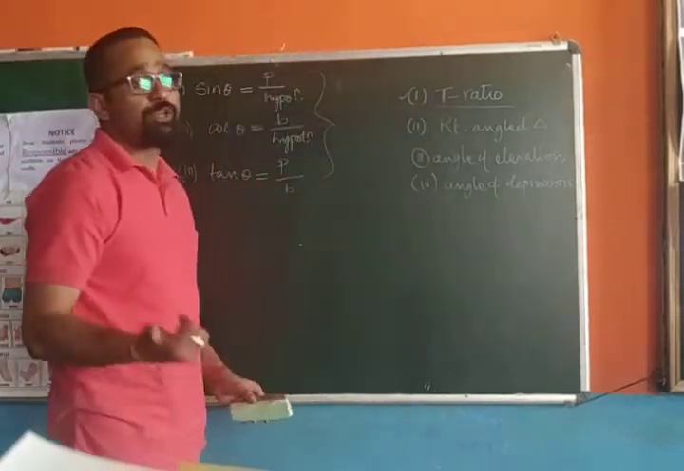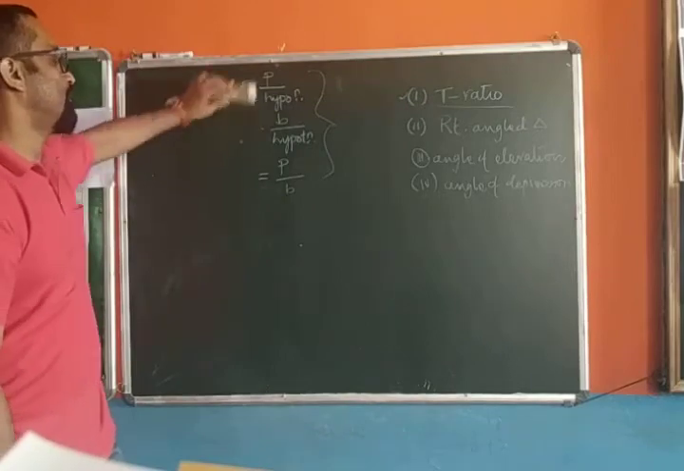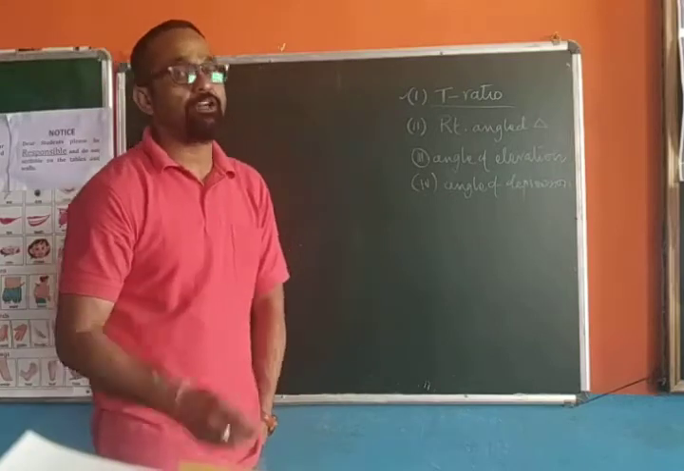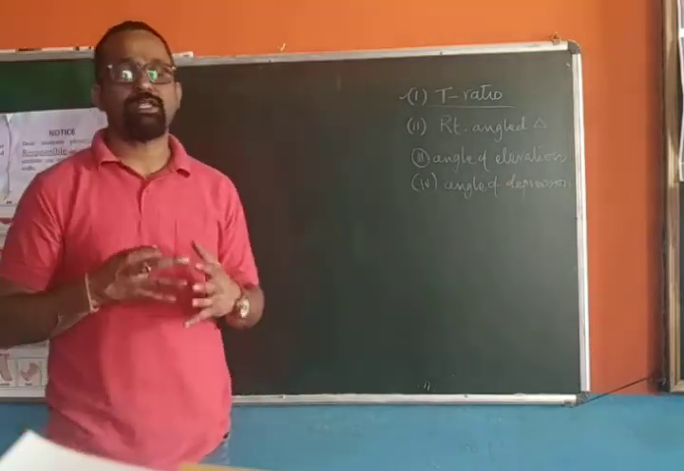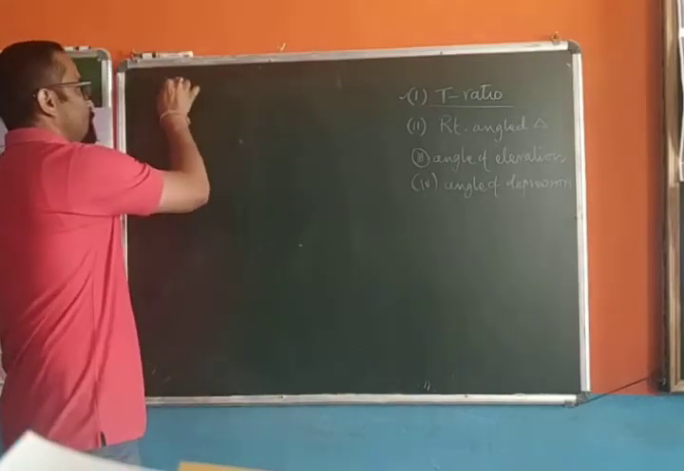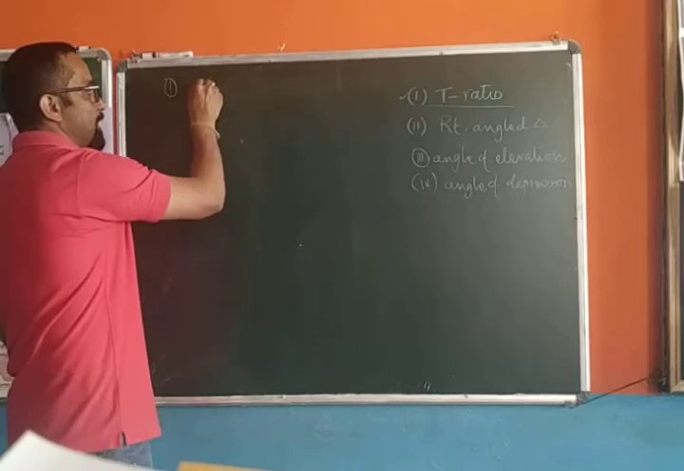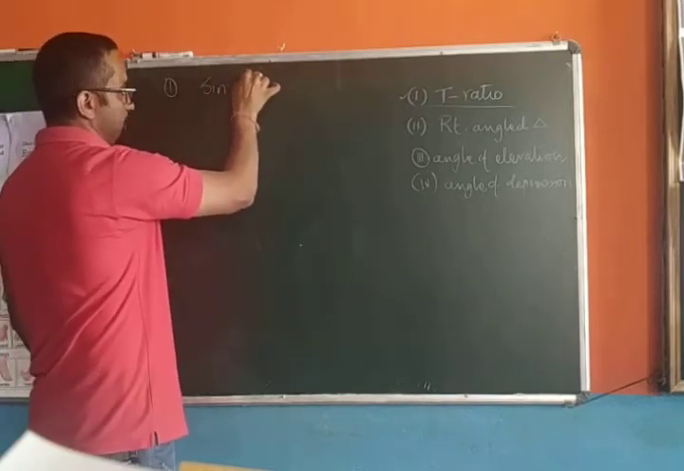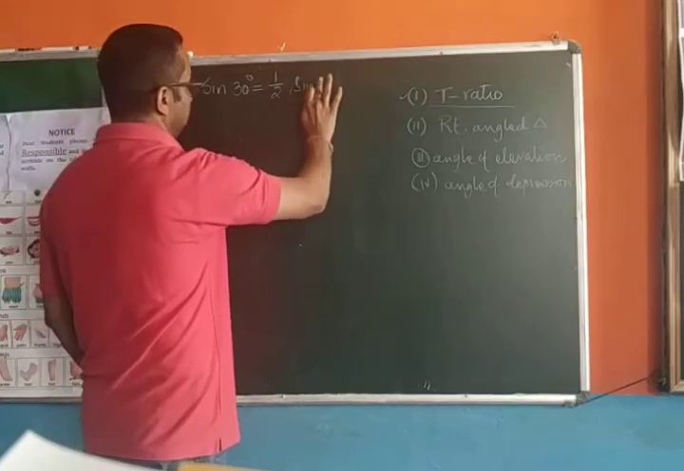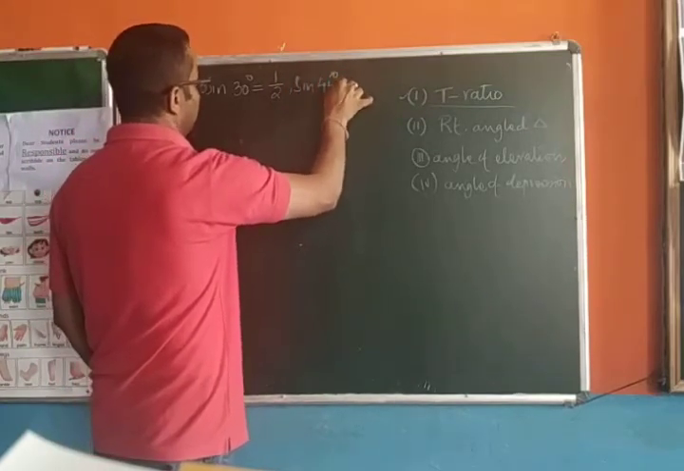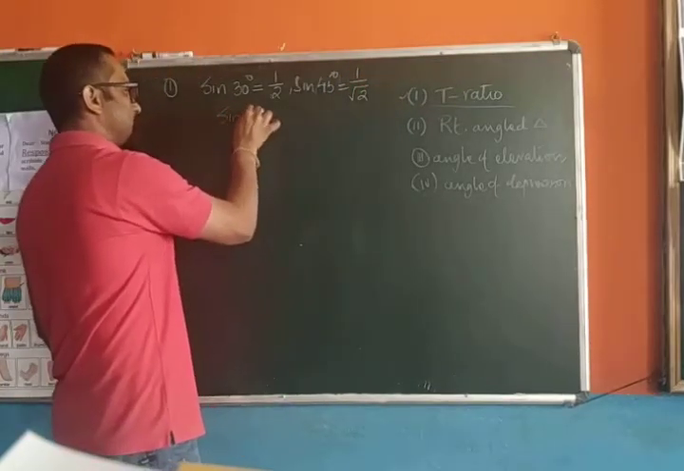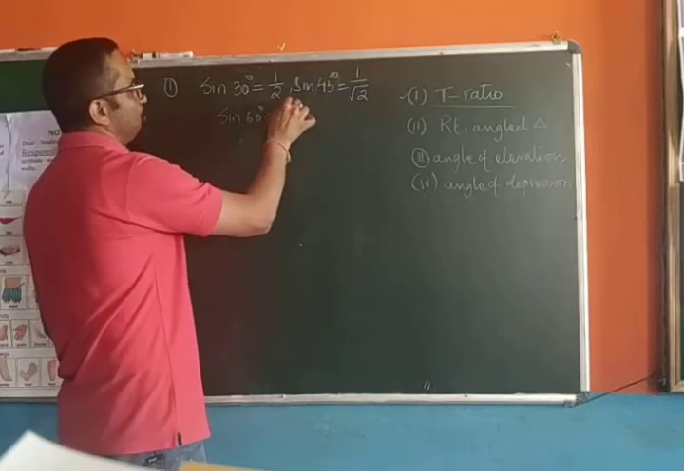Apart from these trigonometrical ratios, you have to remember trigonometrical ratios of standard angles. And mostly standard angles will be 30, 45 and 60. So you need to memorize these values. Sine 30 degree is equal to half. Sine 45 degree is equal to 1 divided by root 2. Sine 60 degree is equal to root 3 divided by 2.